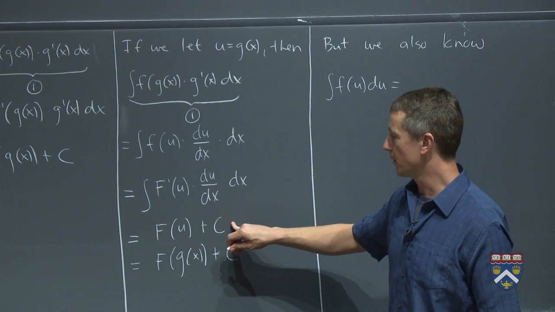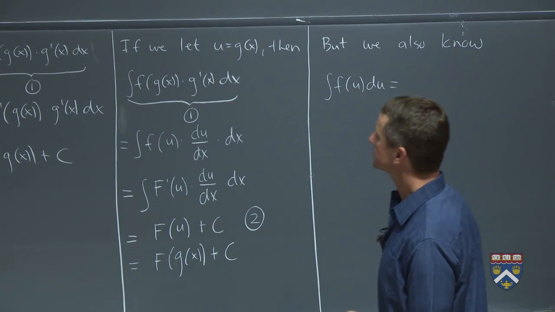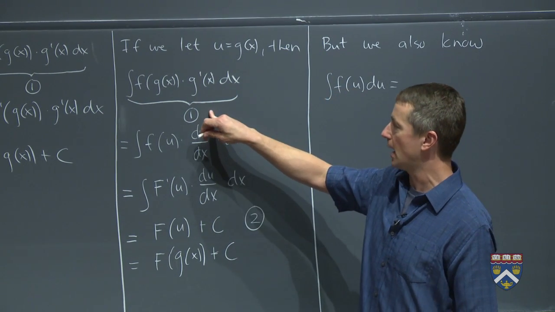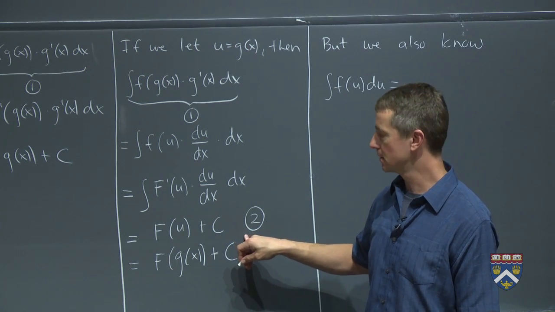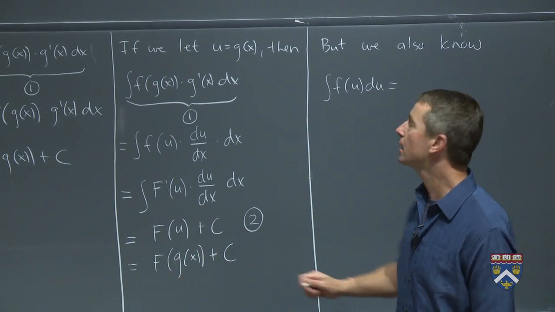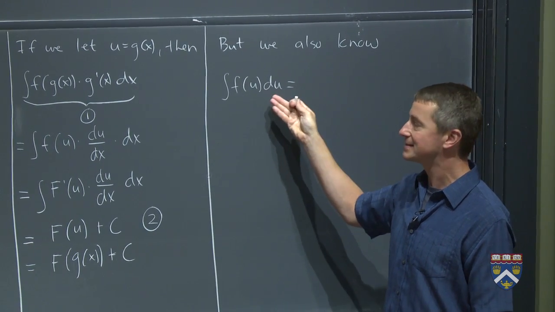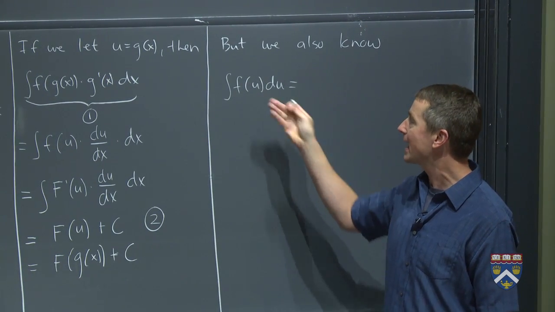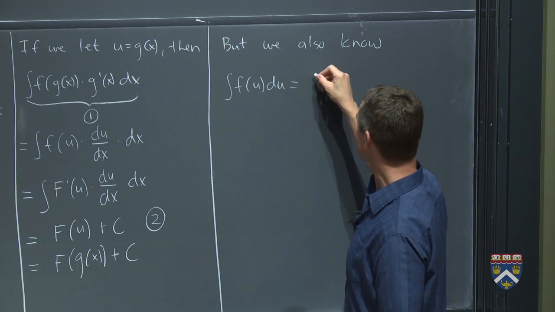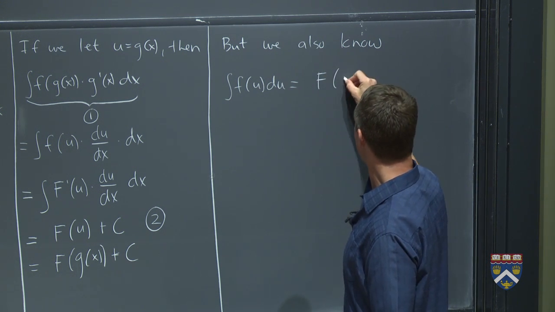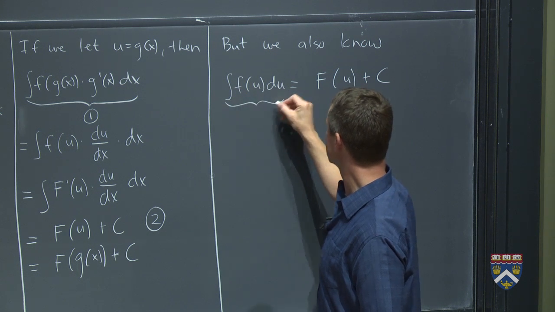In particular, this is what we want to remember, this number 2. So we figured out that this number 1 was equal to this thing, which we're calling number 2 here. I didn't really need to write this last line here. But what do we also know? If somebody just gives you this simple-looking integral, and you know an antiderivative of little f is big F, this is just equal to big F of u plus c. So I'm going to call this 3.